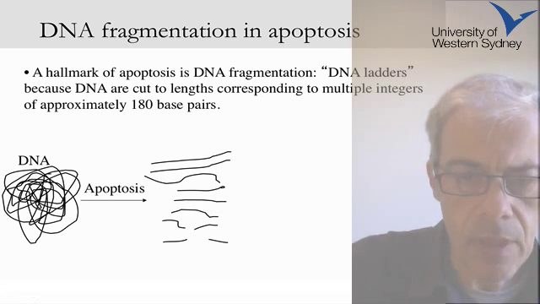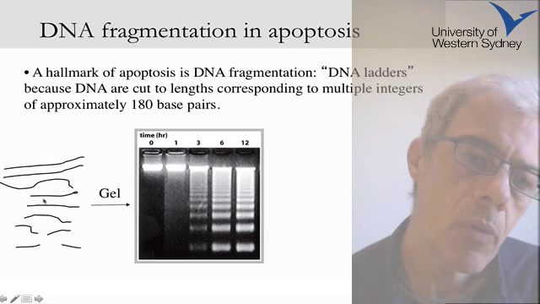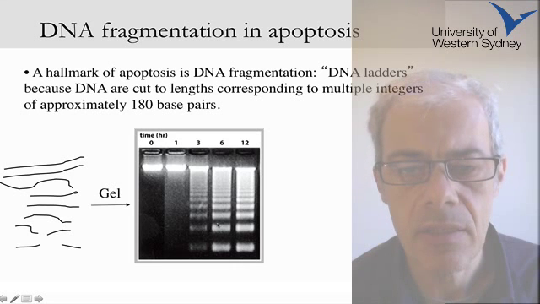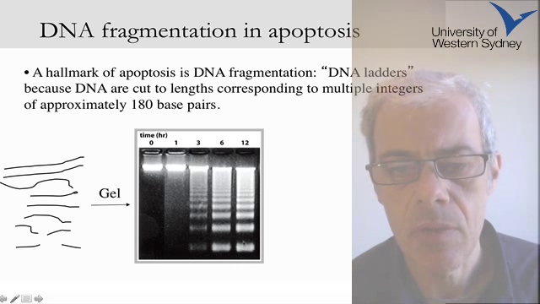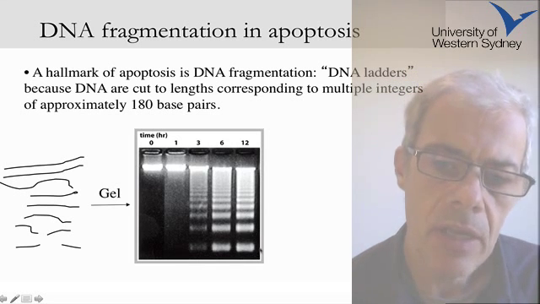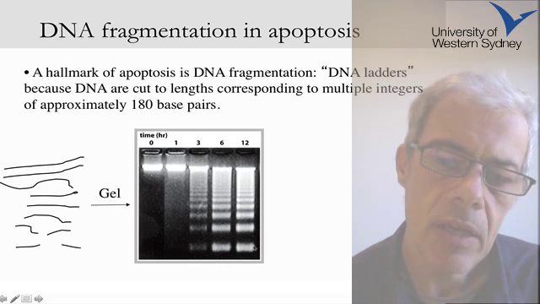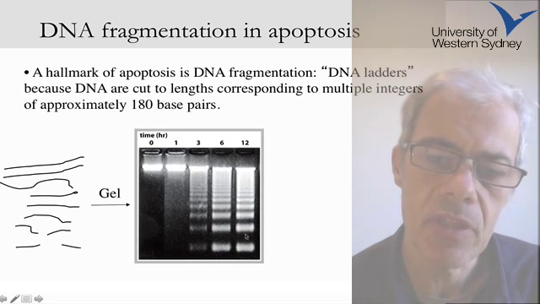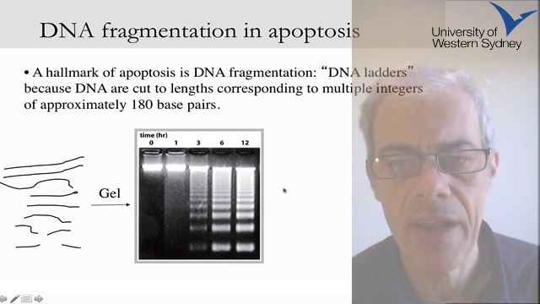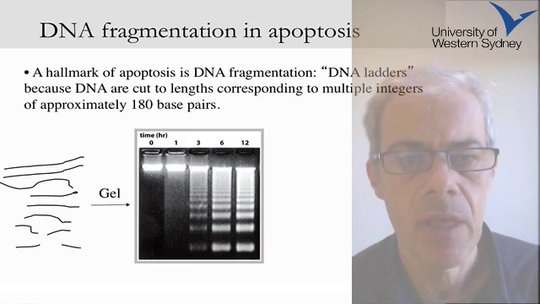Now, these fragments may look fairly random, but when you run them on an agarose gel, you see a regular pattern of banding. So the size of this band is a multiple of this, and the size of this is a multiple of that. So the DNA is being broken up at regular intervals to produce this laddering, as opposed to just a smear of random fragments that you might see on a gel.